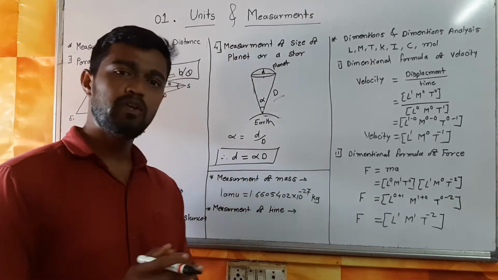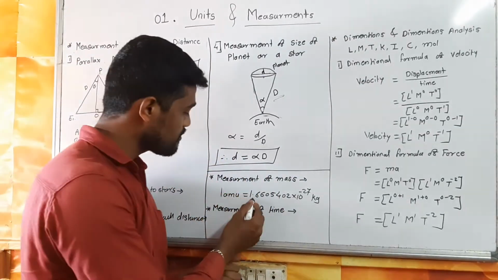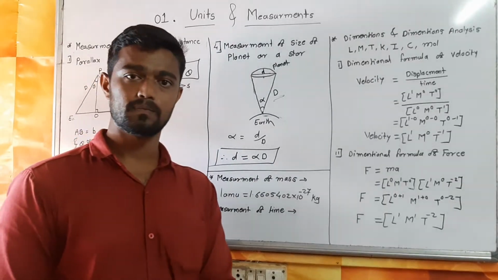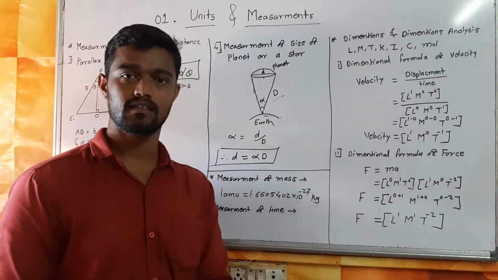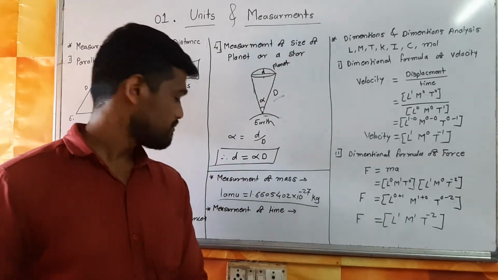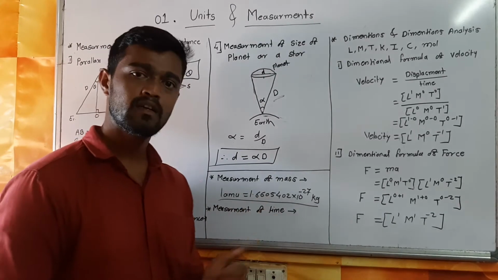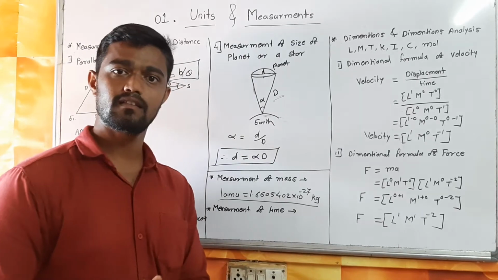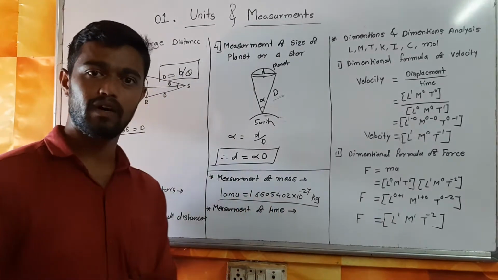So 1 AMU, atomic mass unit. The value of 1 atomic mass unit is 1.6605402 × 10^-27 kg. 1 atomic mass unit is equal to 1.6605402 × 10^-27 kilogram. This is the amount of 1 AMU.